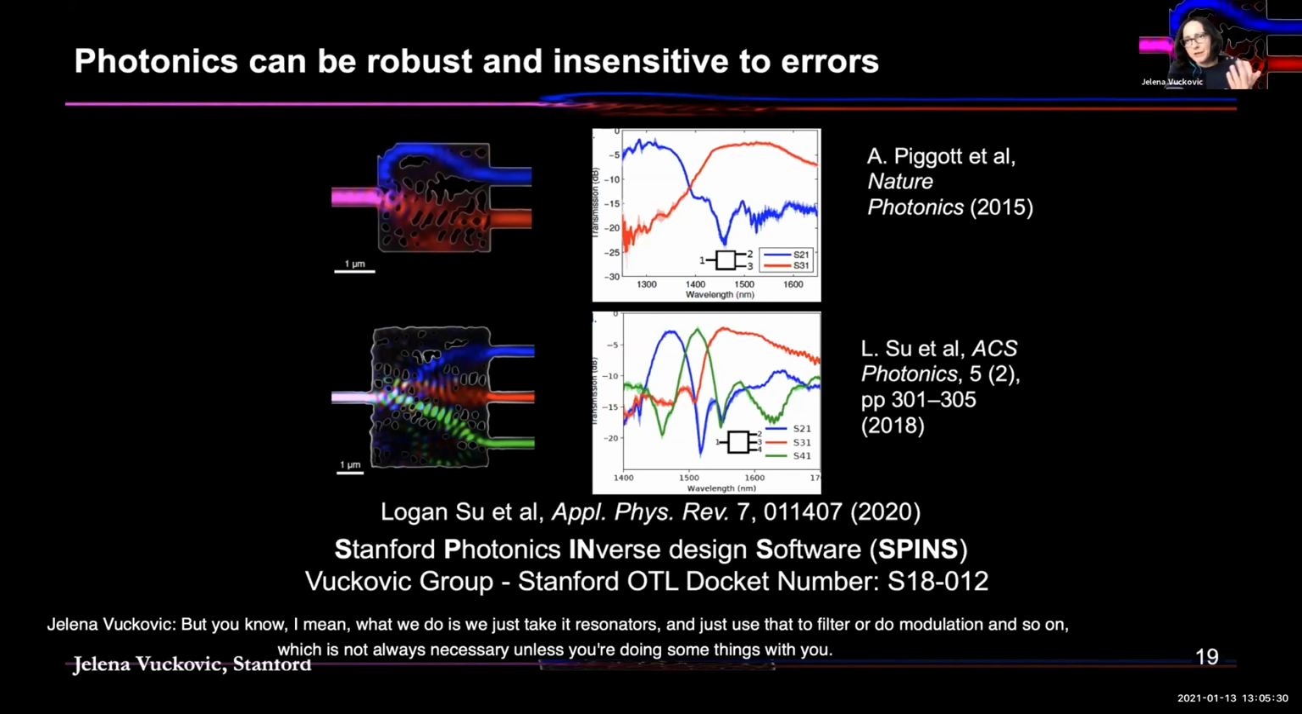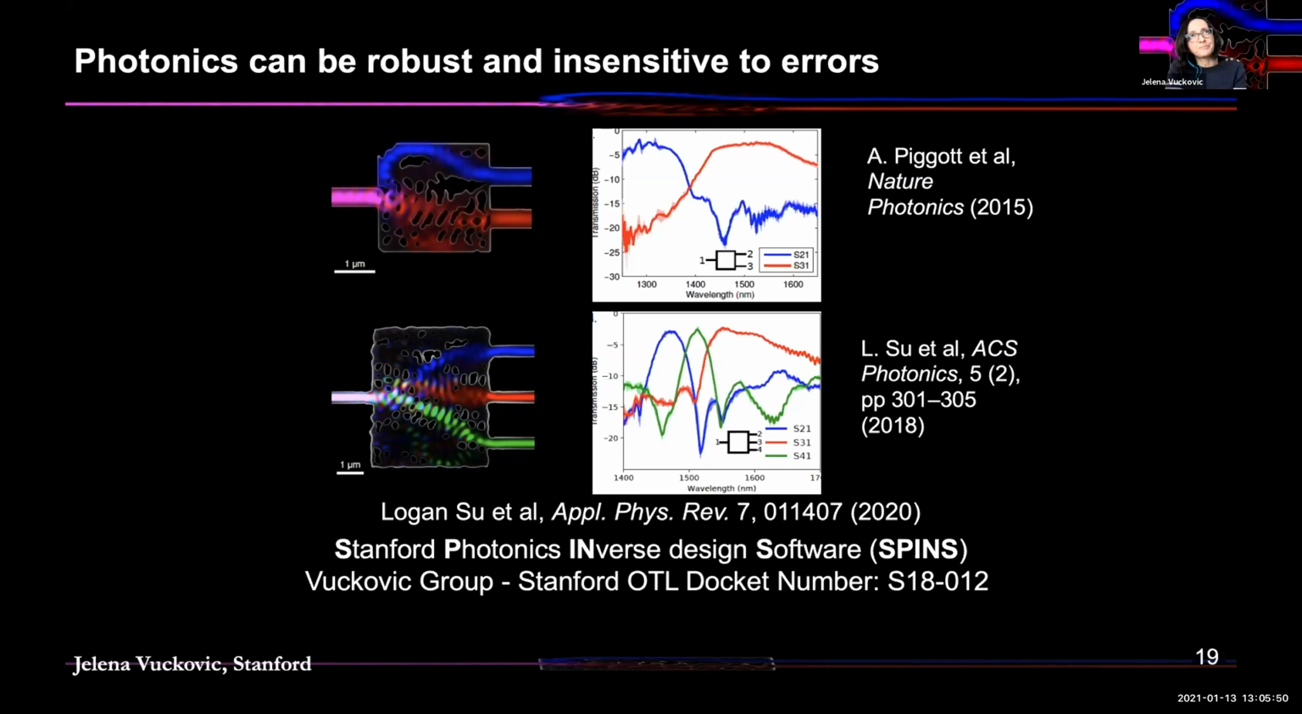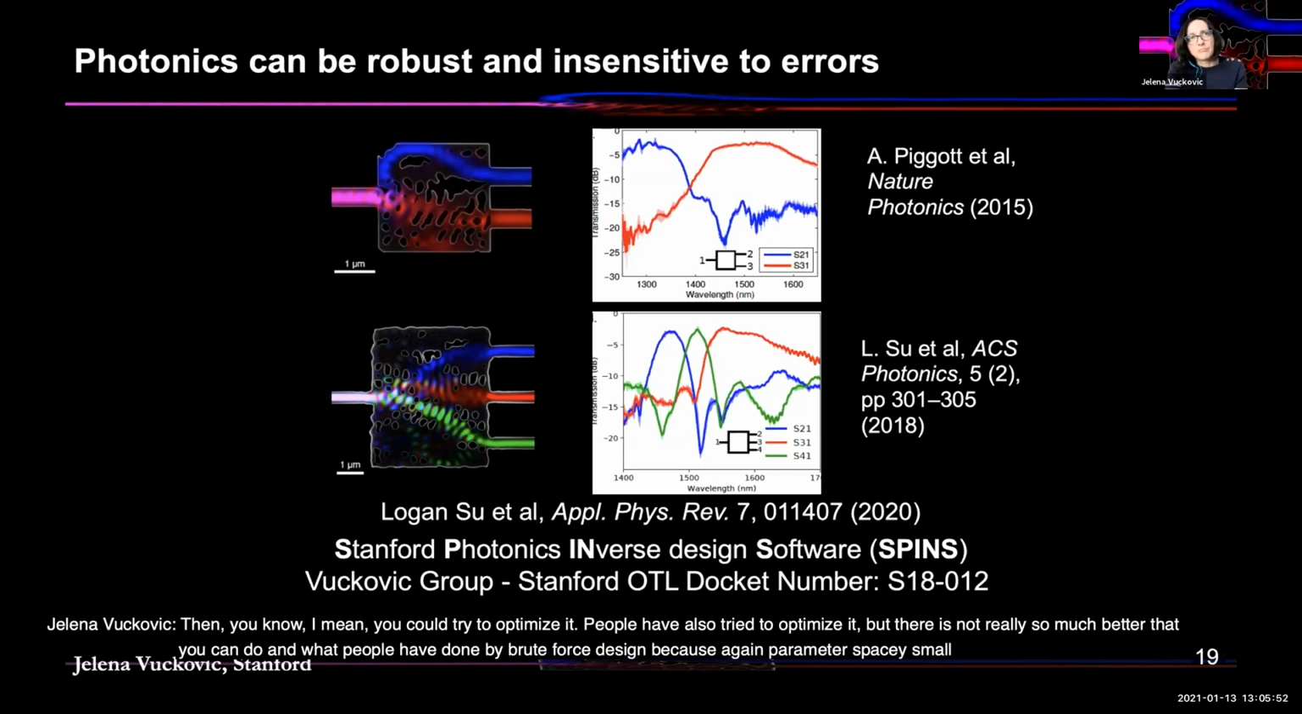But what we do is we just take high Q resonators and use that to filter or do modulation and so on, which is not always necessary unless you are doing some dense WDM. So then on the question of resonators, resonators are structures with a relatively simple parameter space and simple geometry. So if you go to a resonator, you can try to optimize it. People have also tried to optimize it, but there is not really so much better that you can do than what people have done by brute force design. Because again, the parameter space is small.